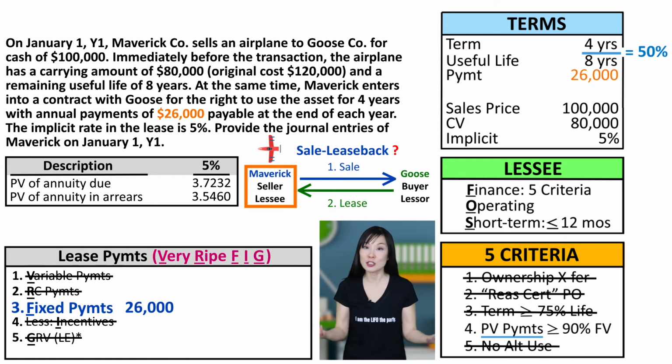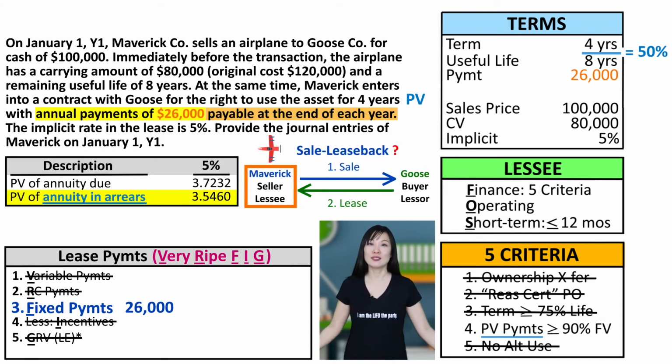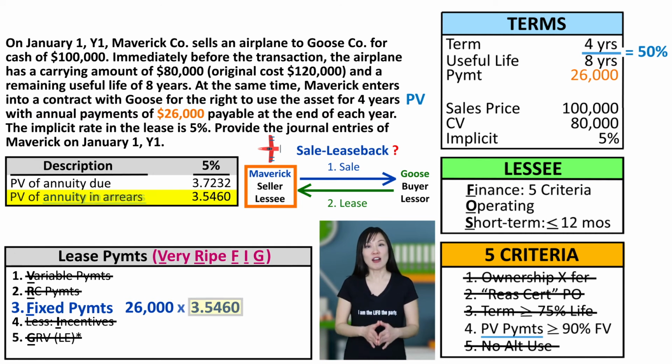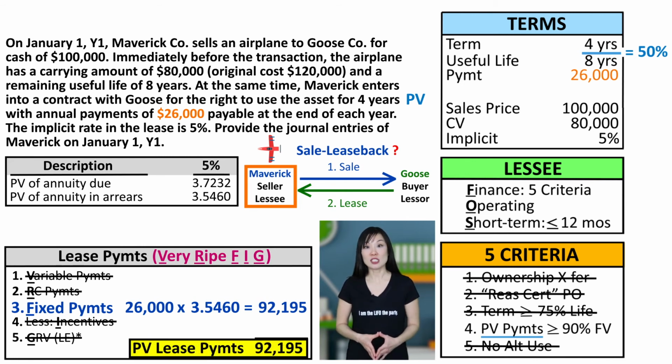Maverick has to pay rent to use the plane. The annual payments are fixed. The prompt tells us that this lease is for 4 years. Then these lease payments are non-current and get present valued. Then we use the present value factors given. For the $26,000 annual payment, Maverick makes the same payment at the end of each lease year. That's an annuity in arrears, also called an ordinary annuity. So we use 3.546. Let's calculate. 26,000 times 3.546 equals $92,195, present value of the lease payments.